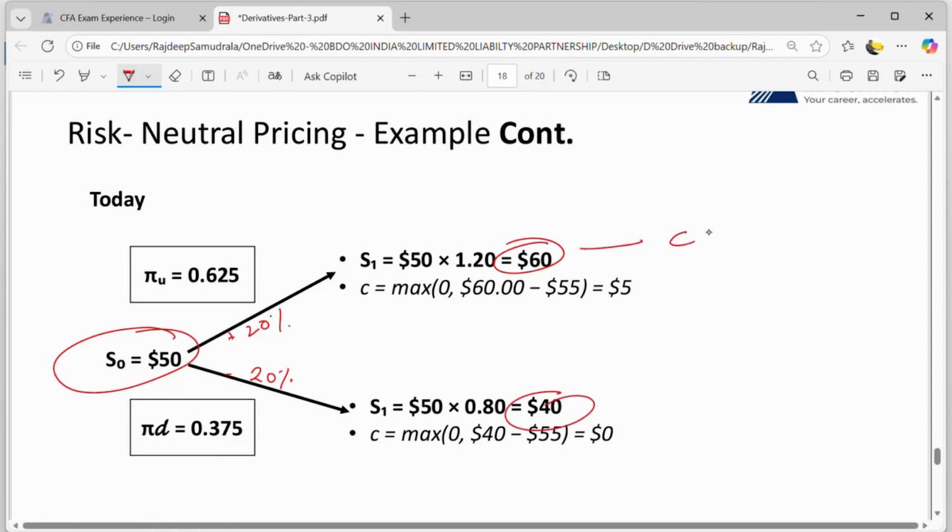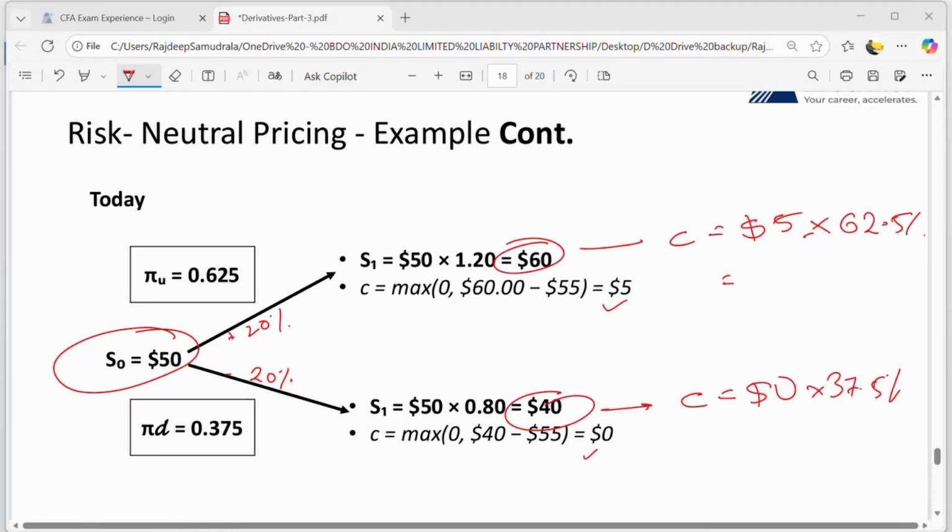But you know at 60, the call payoff is only $5. And at 40, the call value is 0. But for $5, there's only how much chance of winning money? We just found out. How much is $5? 62.5%. Very good. And this has a 37.5% chance.